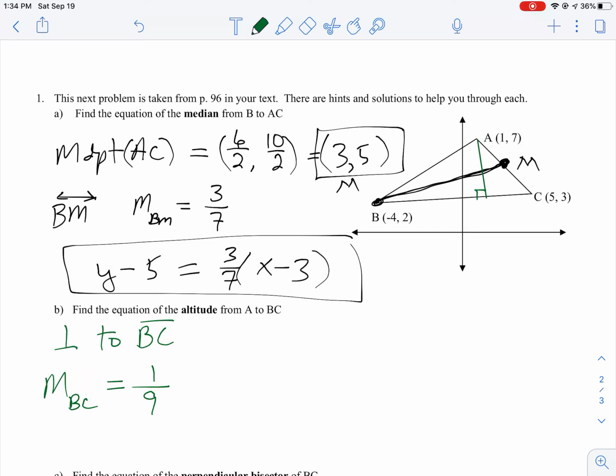Okay, so then the perpendicular slope, so my new slope, is the opposite reciprocal of 1/9, which is -9. Flip it and change the sign.